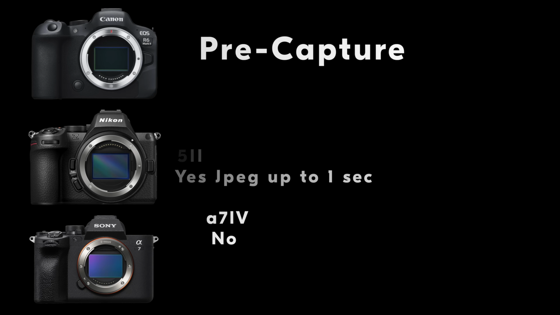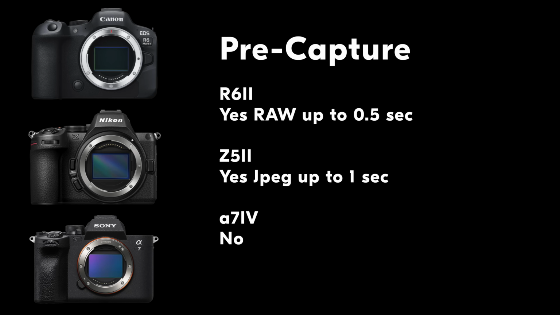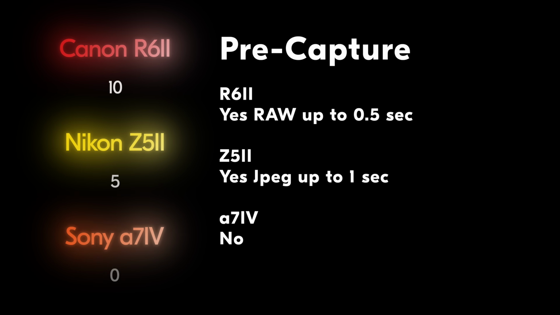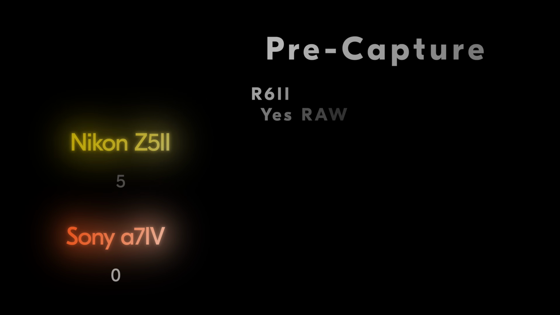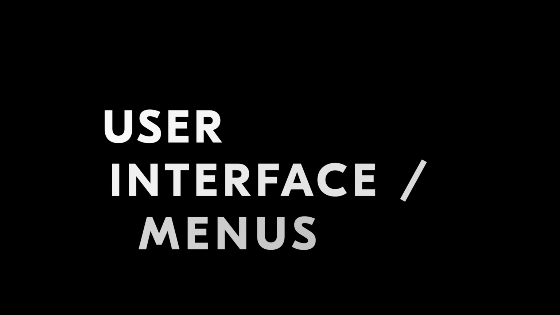Pre-capture. Pre-capture is pretty straightforward. R6II offers half a second of RAW, Z5II offers 1 second of JPEG, and the Sony a7IV offers nothing. Canon for the win.